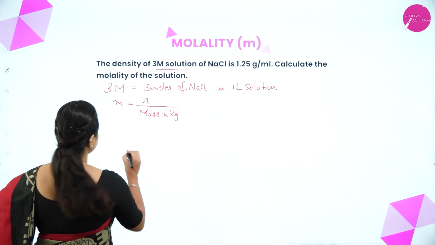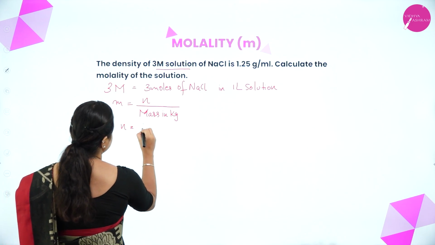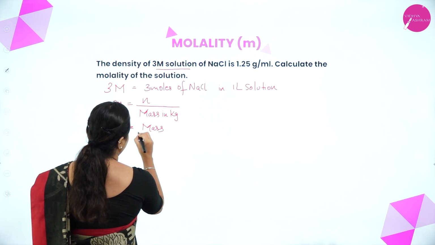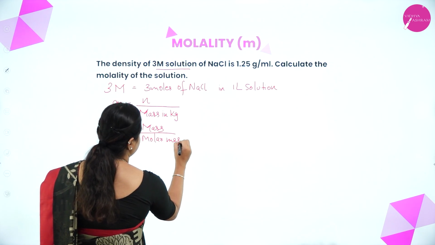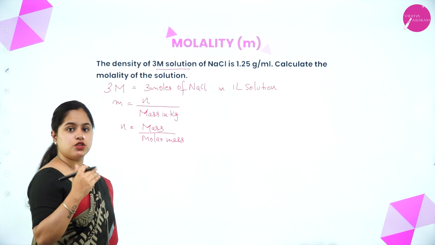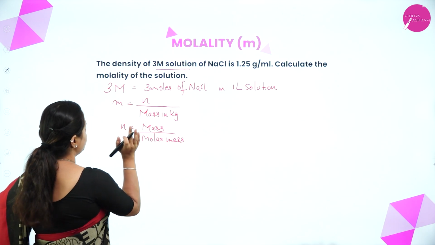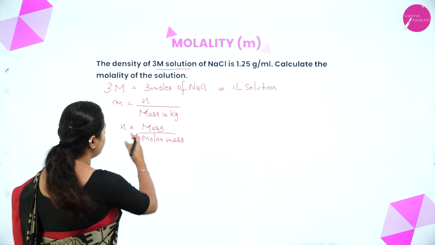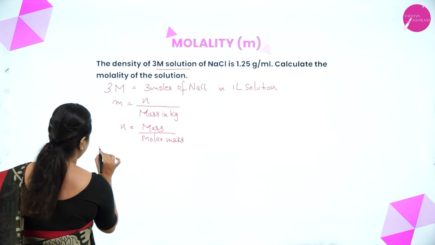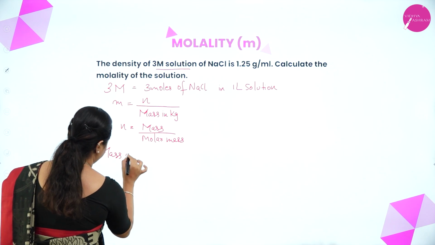You know that the equation to find number of moles is mass by molar mass, right? You do not know the mass of the solute that is given here, but you know the molar mass. You can calculate the molar mass of sodium chloride, and number of moles is also available. So first you can calculate the mass of your solute.